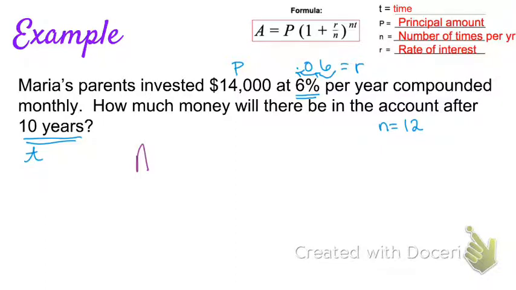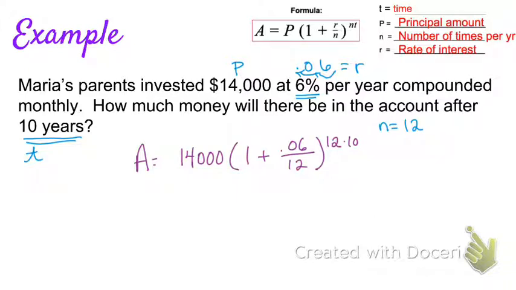So my balance amount is the principal, $14,000, times 1 plus my rate, 0.06, divided by the number of times it's compounded in a year, so divide by 12, parentheses, and then I'm going to multiply that n, the 12, by the amount of time when I want to see what the balance is. So this is what we have.